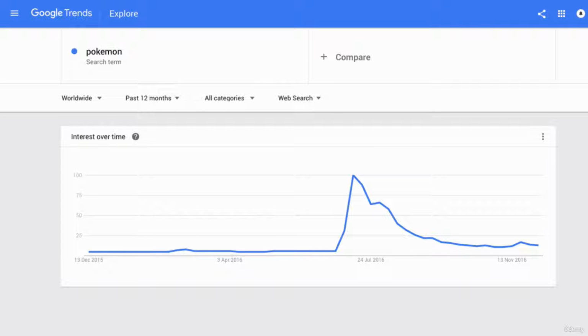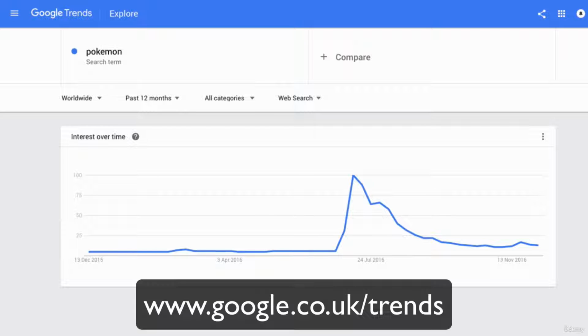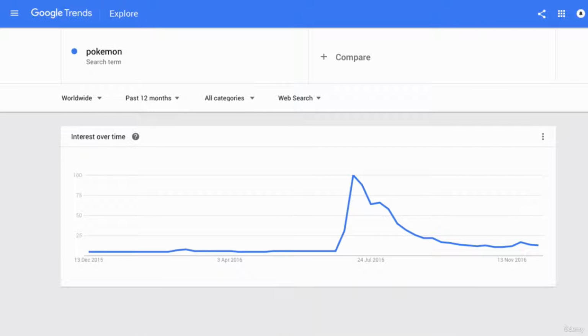Now, the second method that I want to talk about is using Google to gauge how much interest there is in your app idea or your startup idea. A really useful tool is called Google Trends, and you can find the link in the text box below this video. Essentially, it shows you interest over time of a particular search term, and you can compare search terms with each other.